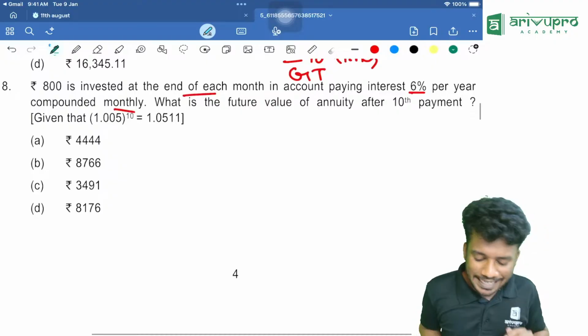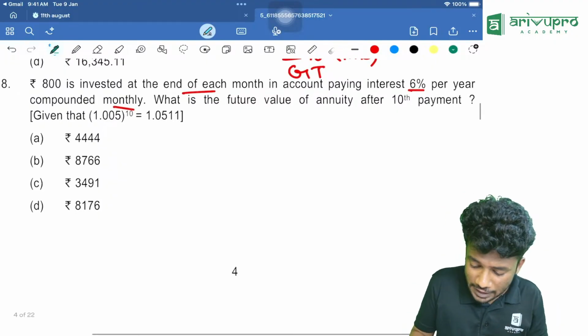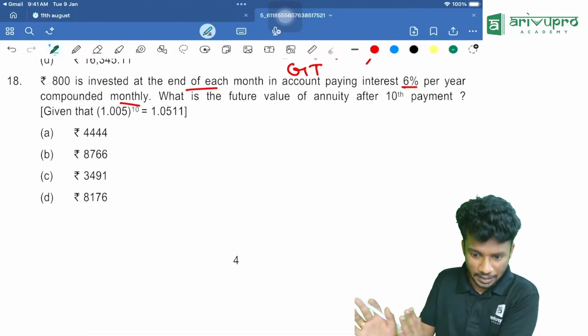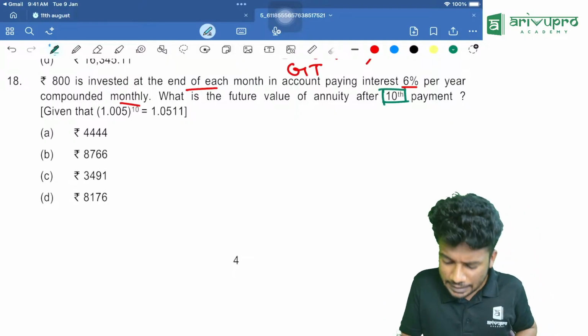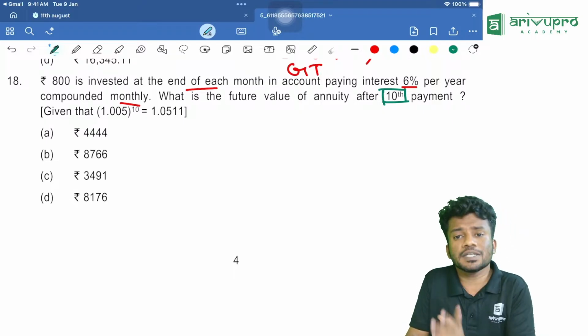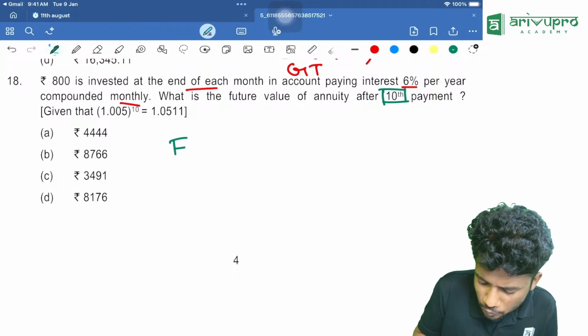Next one. 800 is invested at the end of each month. At the end we are investing. But one more thing here: the end value is directly given, which is the future value of annuity after the 10th payment. Now we need to find the future value.